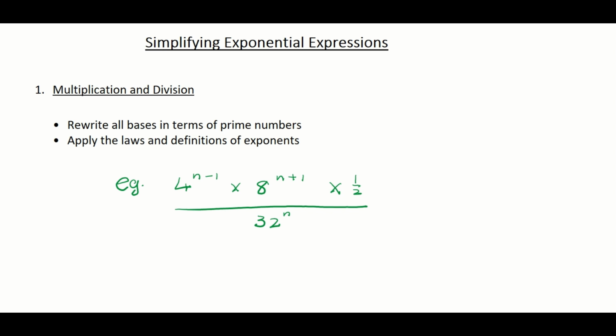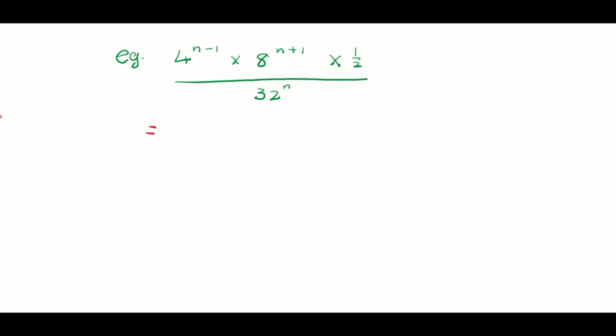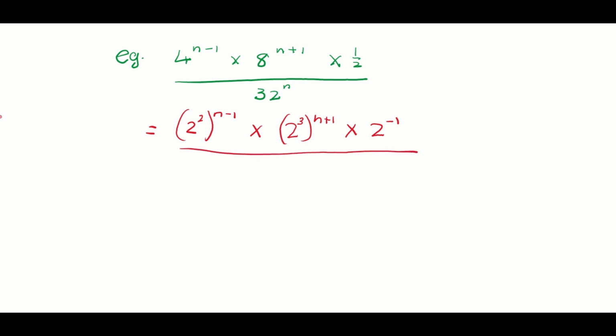So let's look at this example. That's equal to, so I take the 4 and write it with the prime base. That will be 2 squared. And the exponent goes outside the bracket, the n minus 1. Times 8 written with the prime base is 2 to the power of 3. And the exponent was n plus 1. And half written with the base of 2 is 2 to the power of negative 1. All over, and 32 written with the base of 2 is 2 to the power of 5. And the n goes outside the bracket.